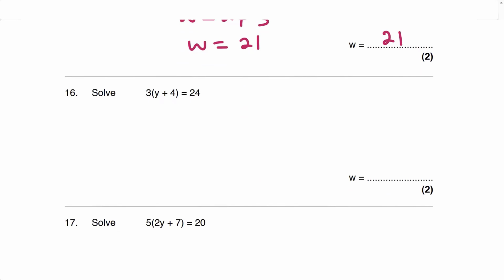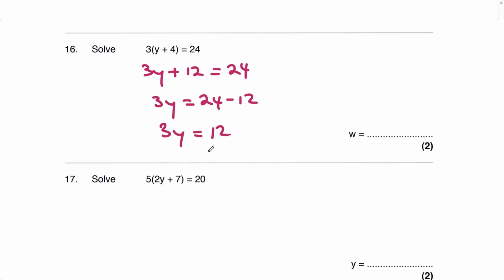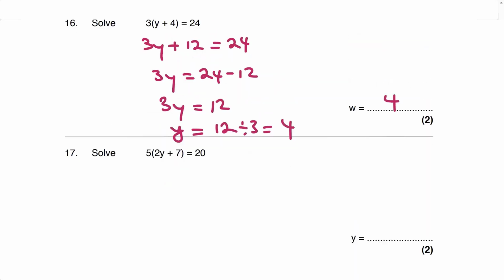And now we come to 16. We have a simple equation, but with brackets, single brackets. So the first thing we do here is to expand the bracket. 3y plus 12 equals 24. The next thing, we have to subtract 12 from both sides of the equation. Definitely that reduces to 12. And to get y, you divide both sides by 3. And you get 4. So y equals 4.